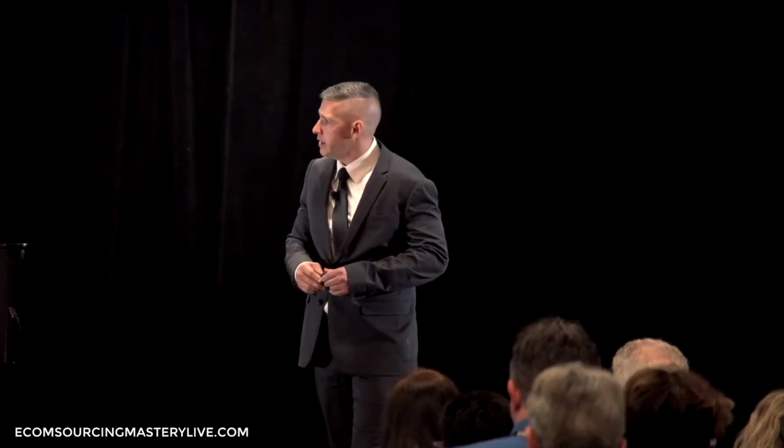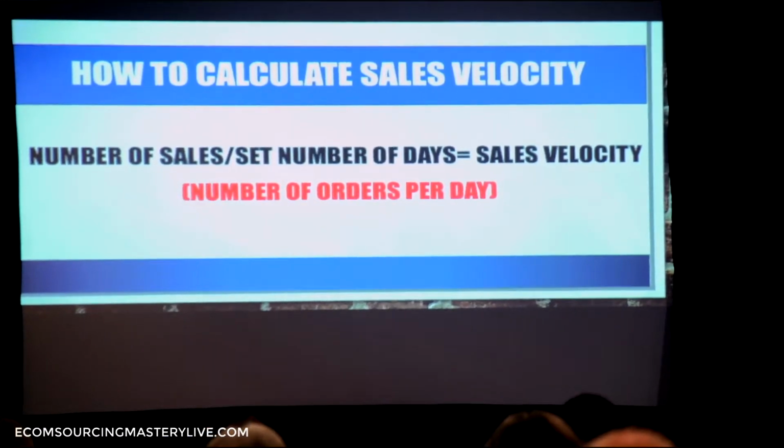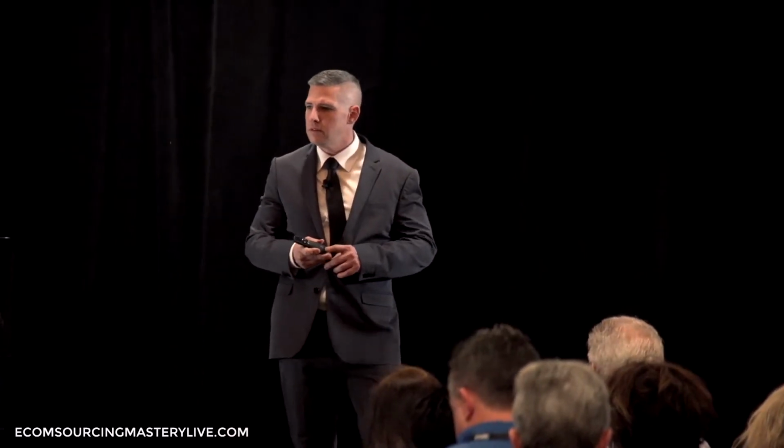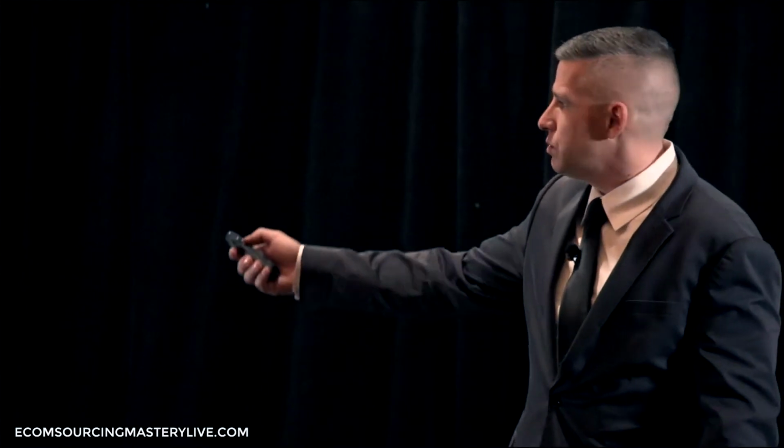Number of sales, right? And then you divide it by a set number of days, okay? So let's say, for example, you did 10 orders in 7 days. You had the product in stock for only 7 days, okay? 10 divided by 7 is what? 1 point, what's that? 1 point something, right? So that's how many orders you're doing on that product per day. So if you wanted to keep 30 days worth of inventory, right, how many units would you order if you're doing 1.7 units per day?